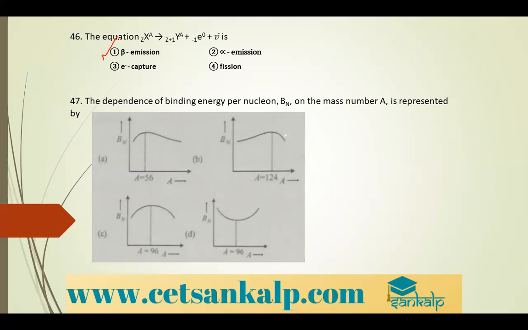Next, the dependence of binding energy per nucleon Bn on the atomic number is represented by. So binding energy per nucleon is maximum for the atomic number A is equal to 56. So option A, the binding energy curve per nucleon. So for 56.